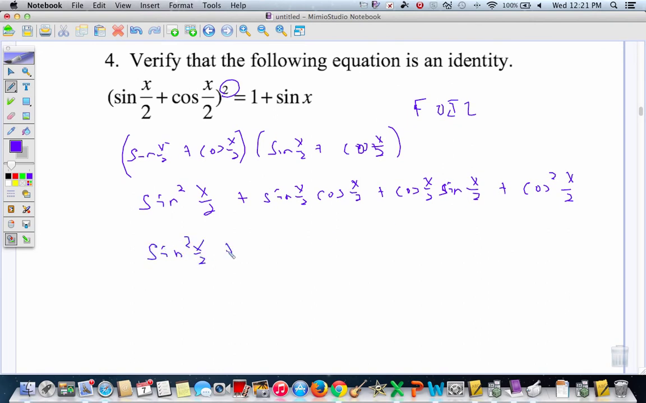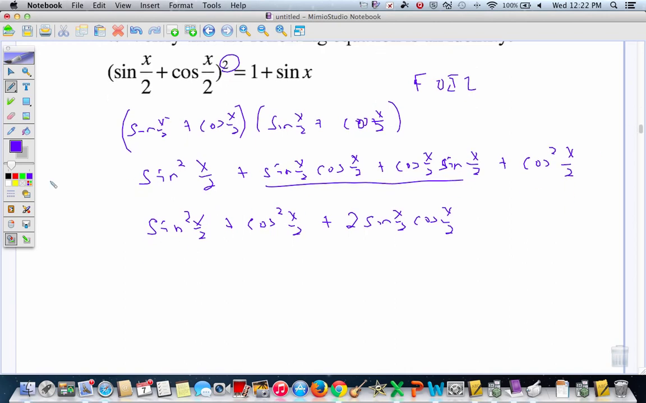Going a step or two further, I'm going to show it here as sine squared of x over 2. Rearranging, I'm going to put the cosine squared with it. So I just move this term to the front. And then these two are the same, so I have 2 of those. From our previous work way back in our first or second section, sine squared plus cosine squared equals 1, regardless of what the angle is.